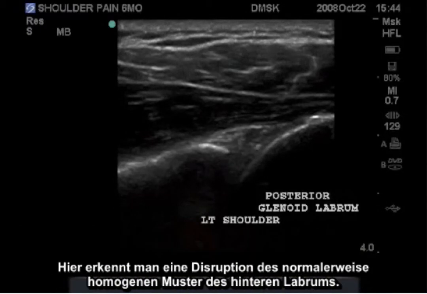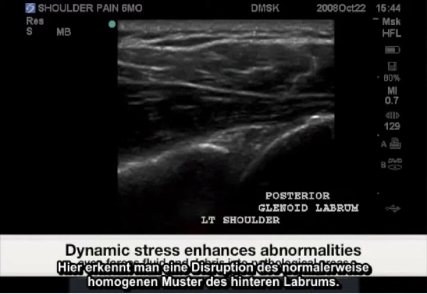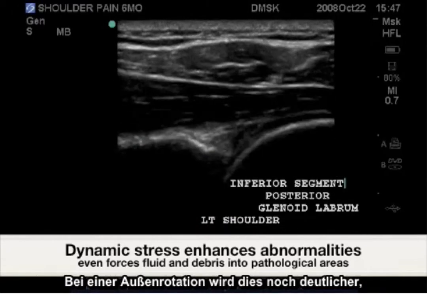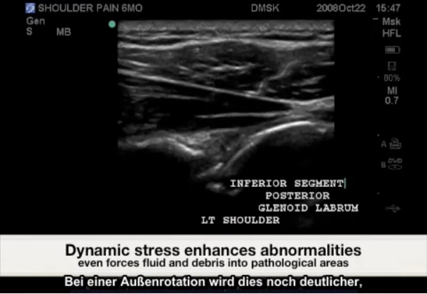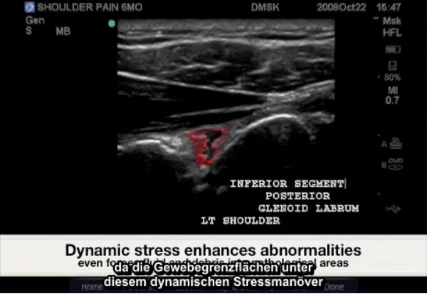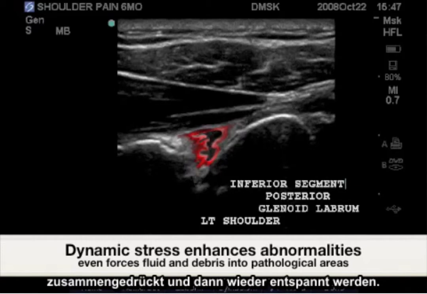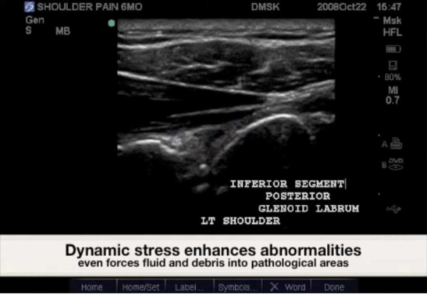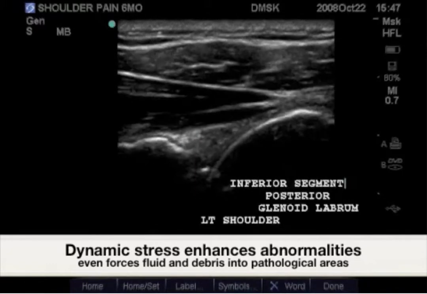Seen here is a disruption of the normally homogeneous pattern of the posterior glenoid labrum. On external rotation, this becomes even more noticeable as the tissue interfaces are brought together and then relaxed under this dynamic stress maneuver. On internal rotation, we may also see loose bodies deep within the joint.